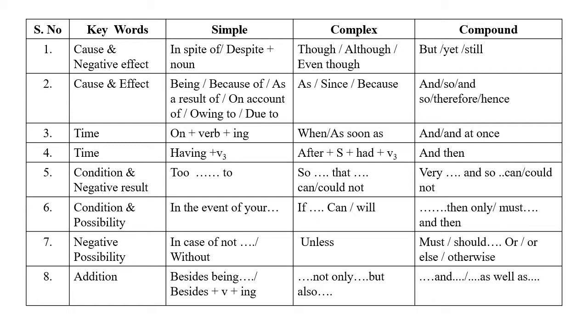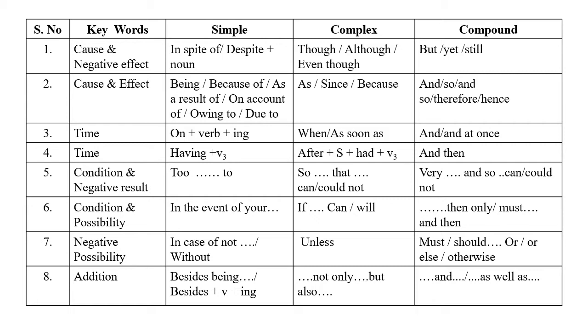The third type: on plus verb plus ing, when, as soon as, and at once. Fourth type also refers to time: having plus v3, after plus subject plus had plus v3, and then. The fifth type, condition and negative result.